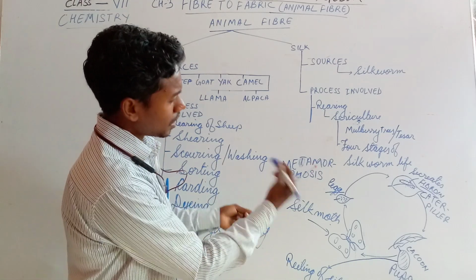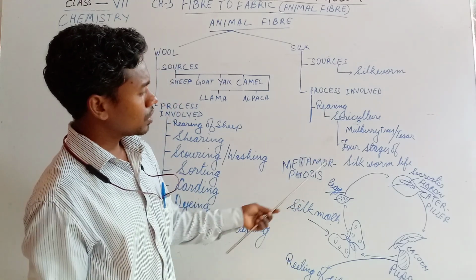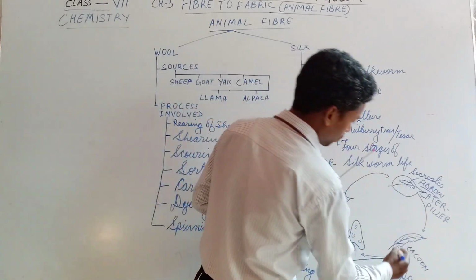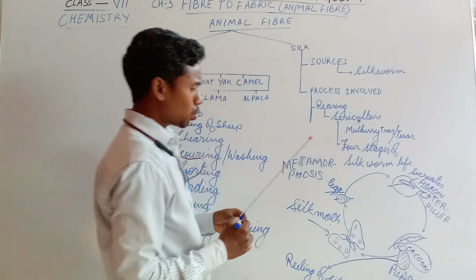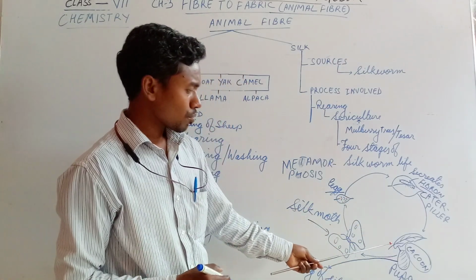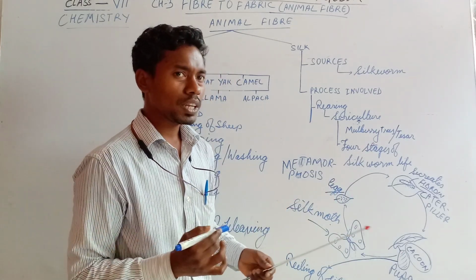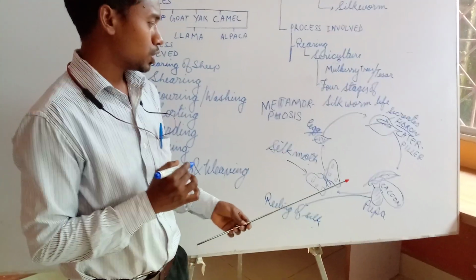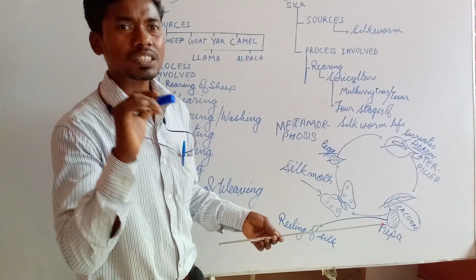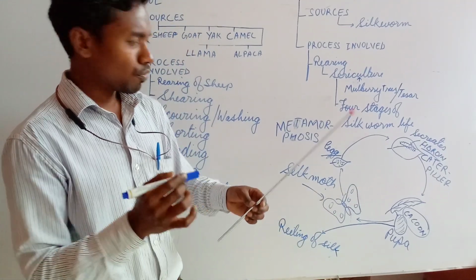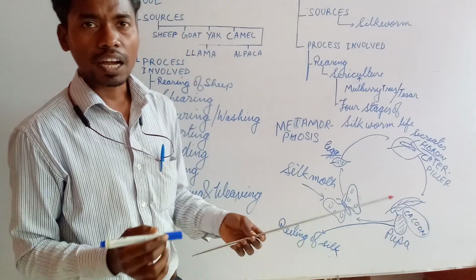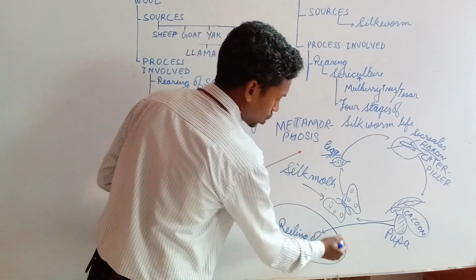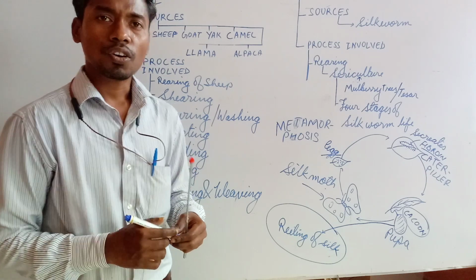So this was the life cycle of the silkworm. But how do we get silk? We get silk from this cocoon. The cocoon is collected and put in boiled water, so that the worm inside it dies. And the cocoon fiber loosens up and the silk fiber is obtained from it. This process of obtaining silk from the cocoon is called reeling of silk.